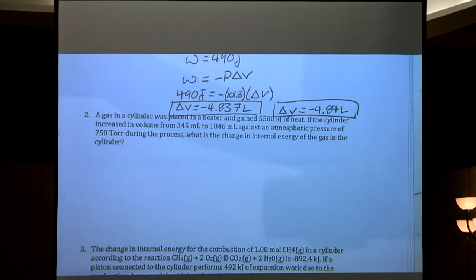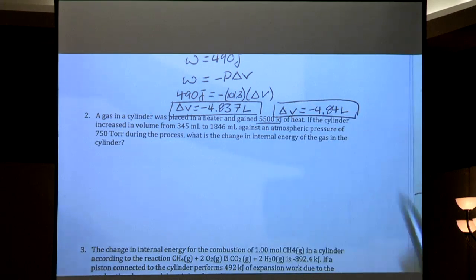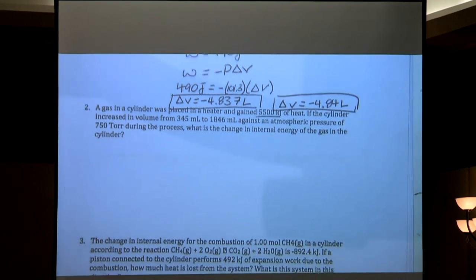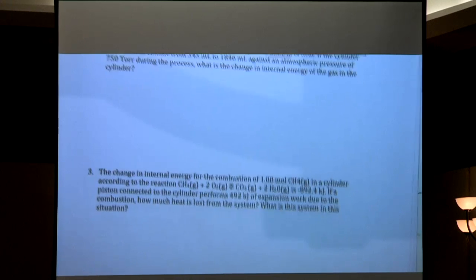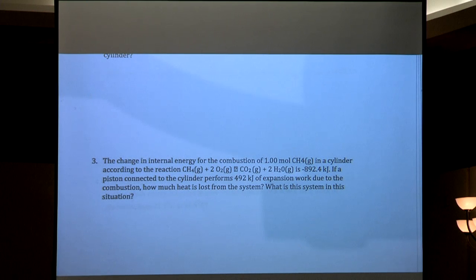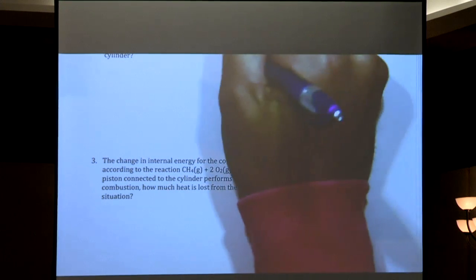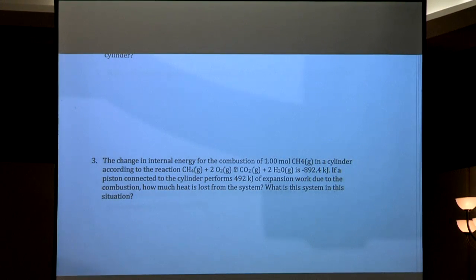All right. A gas in a cylinder was placed in a heater, gained 550 kilojoules of heat. You can't see that? You see, that's what you guys got to tell me. If you can't see it, you're going to let me know. 550 kilojoules of heat. The cylinder increased in volume from 345 milliliters to 1846 milliliters against atmospheric pressure of 750 torr. During the process, what is the change in internal energy of the gas?